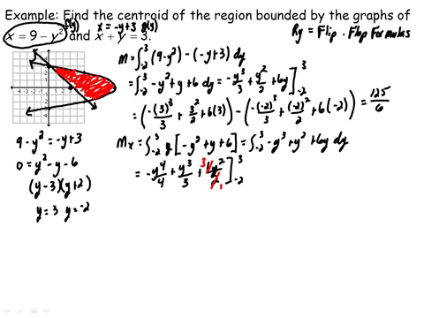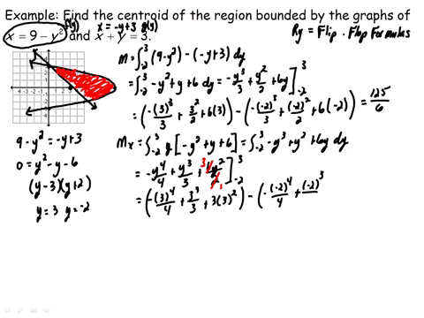Okay, so let's plug some numbers in. Again, we're going to have the opposite of 3 to the 4th over 4 plus 3 to the 3rd over 3 plus 3 times 3 squared, minus the opposite of negative 2 to the 4th over 4 plus negative 2 cubed over 3 plus 3 times negative 2 squared. Come up with a number for me. And I'm going to go ahead and set up m sub y.